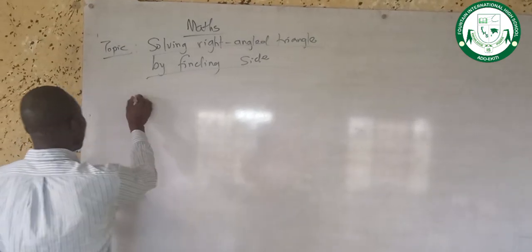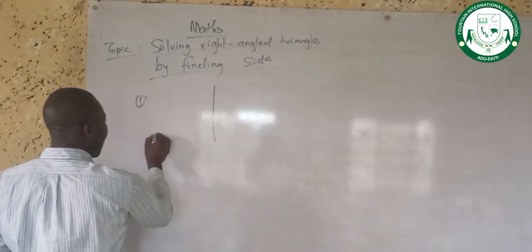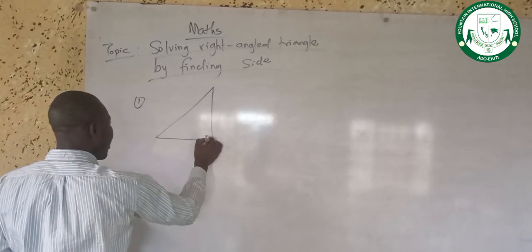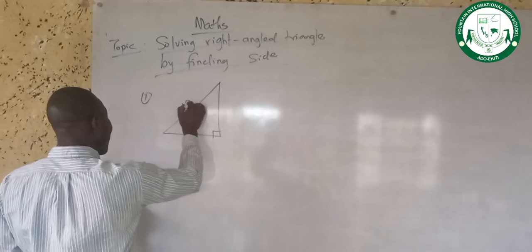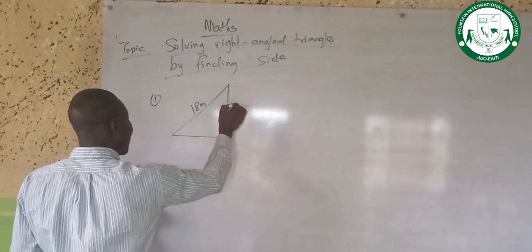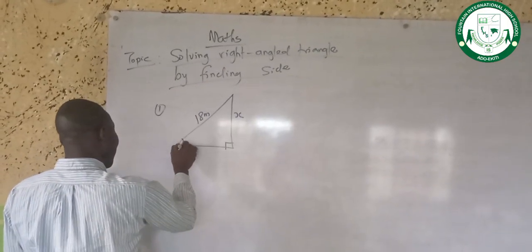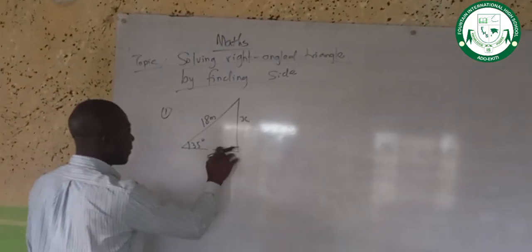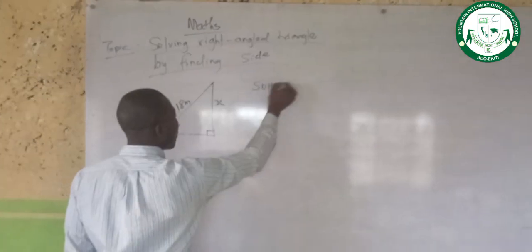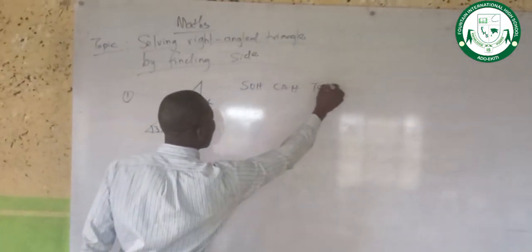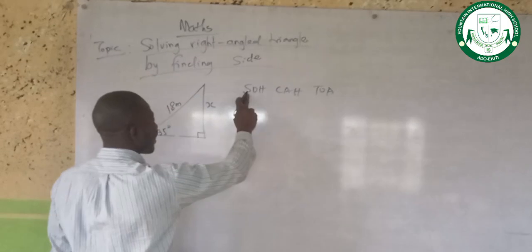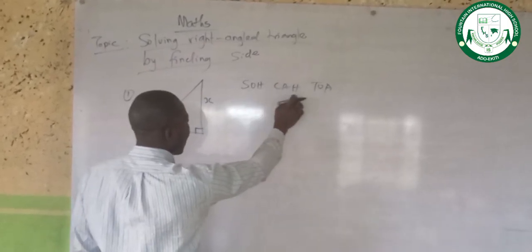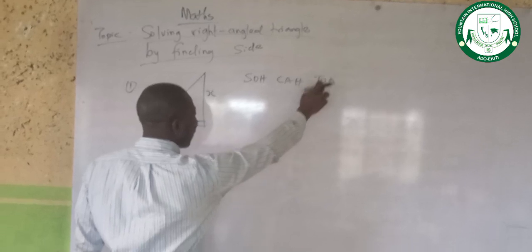Number one, let's look at this. As we all know, this is a right angle triangle. We have a value here which says 80 meters. This place is x, while this angle is 35 degrees. Now, we should not forget that for us to solve this problem, we have to use SOHCAHTOA. Sine is opposite over hypotenuse, cosine is adjacent over hypotenuse, while tangent is opposite over adjacent.